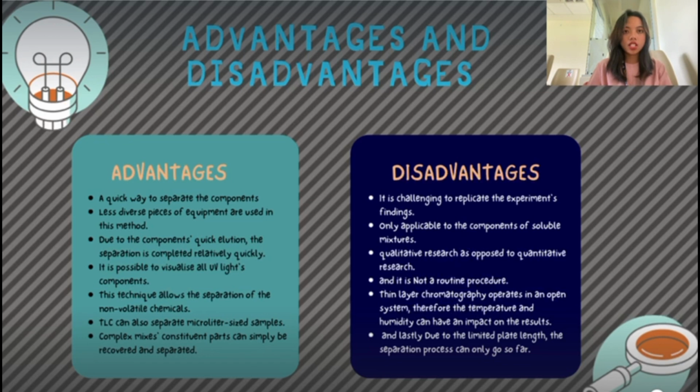The disadvantages of thin layer chromatography are that it is challenging to replicate the experiment's findings, and it is also applicable only to the components of soluble mixtures, suited to qualitative research as opposed to quantitative research, and it is not a routine procedure. Thin layer chromatography operates in an open system, therefore the temperature and the humidity can have an impact on the results. And lastly, due to the limited plate length, the separation process can only go so far.